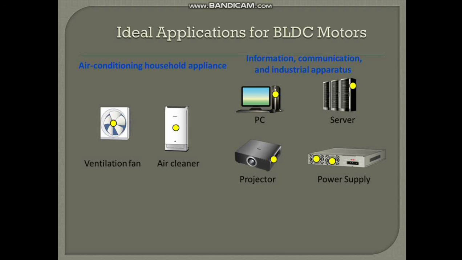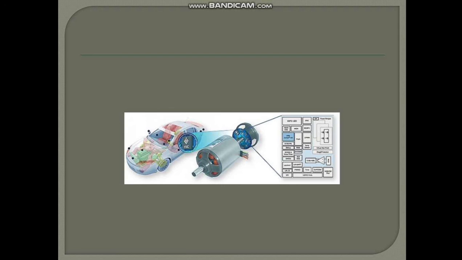These are the ideal applications for BLDC motors: air conditioning, household appliances like ventilation fans and air cleaners, and information and communication and industrial apparatus like PCs, servers, projectors, and power supplies. Here you can see the uses of BLDC motors in our cars.